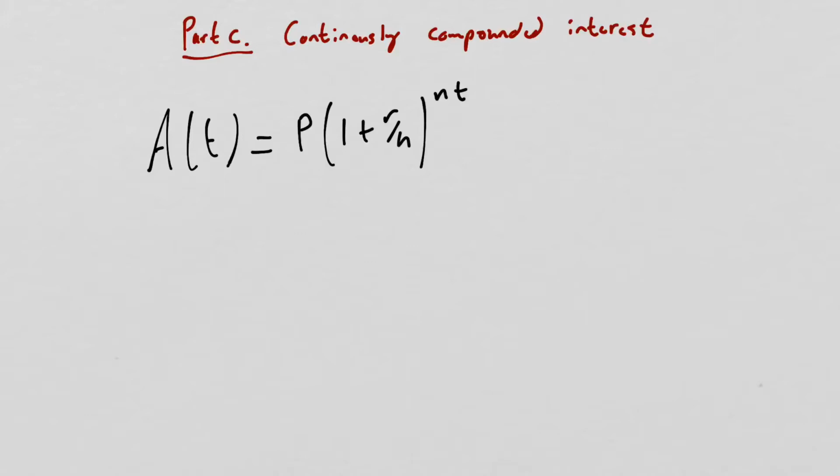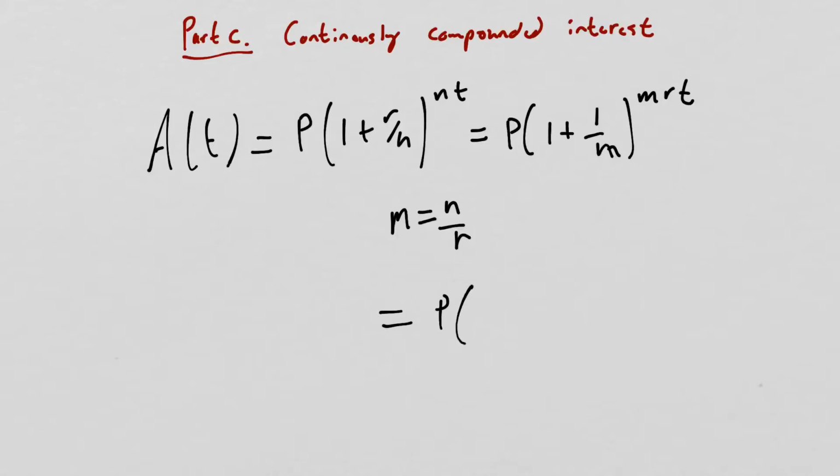Let's go ahead and let m be equal to n divided by r so that we can rewrite this into a more convenient notation. This is going to be equal to P times (1 plus 1 over m) raised to the m times r times t. Rewriting this one more time, this is equal to P times ((1 plus 1 over m) raised to the m), raised to the rt.